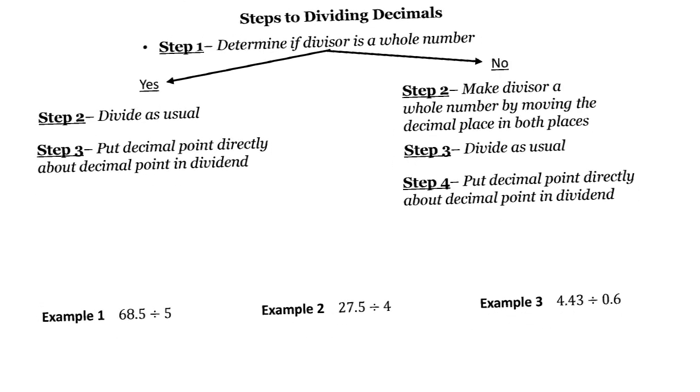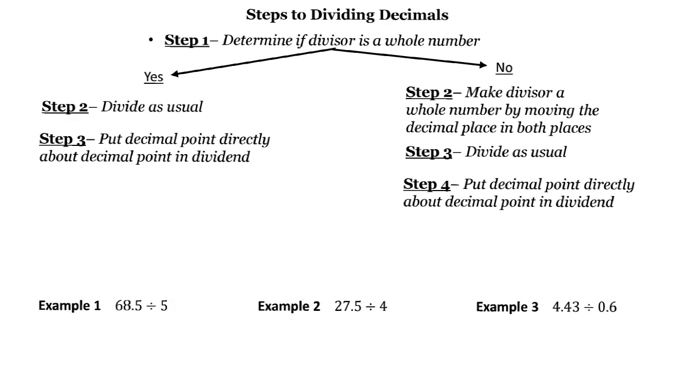So just a reminder what the divisor is. The divisor is the number that comes after the division sign. So in example 1, it would be 5. So if the divisor is a whole number, yes, then we divide as usual and put the decimal place in. If not, then we go through this whole process.